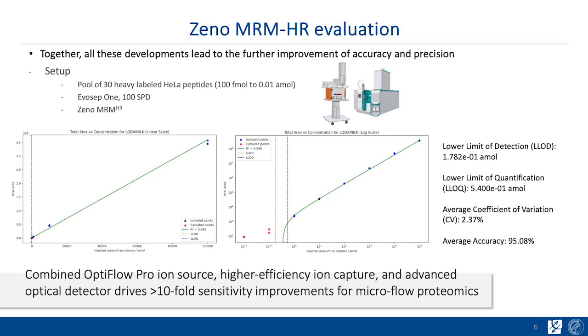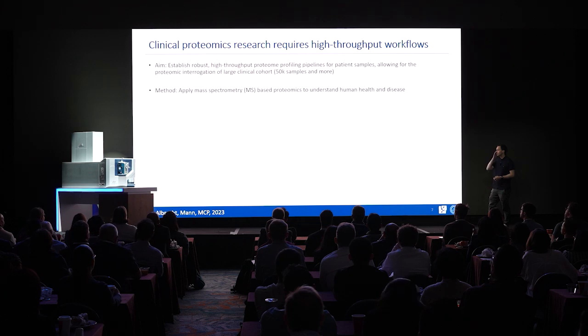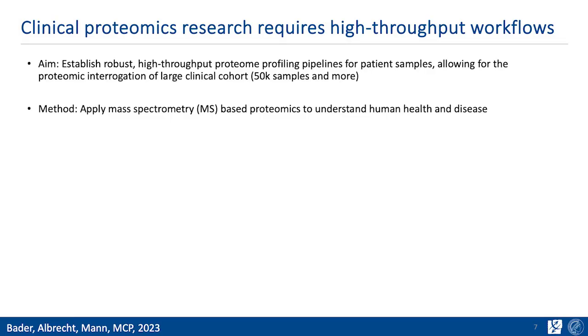And now the exciting, or the more important question is, does this translate to a kind of discovery proteomics setup? And for this, the most important application for the future would be clinical proteomics. So we recently did an analysis of a 50,000 sample plasma cohort, and this took quite a long time. And so we went at 100 SPD for that, and we would like to go faster the next time we do something like this.